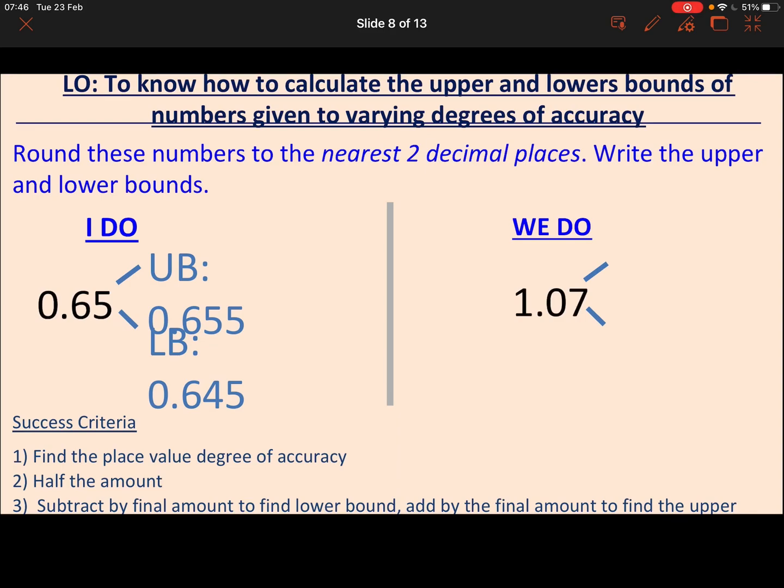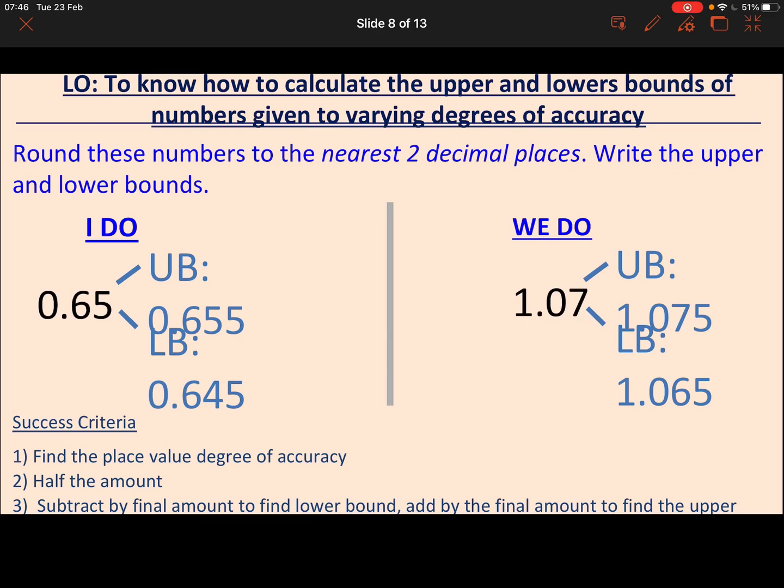Alright, make sure to pause the video because I will be going over the answers now. So let's take a look at the answer. Upper bound is going to be 1.075 and the lower bound is going to be 0.065.